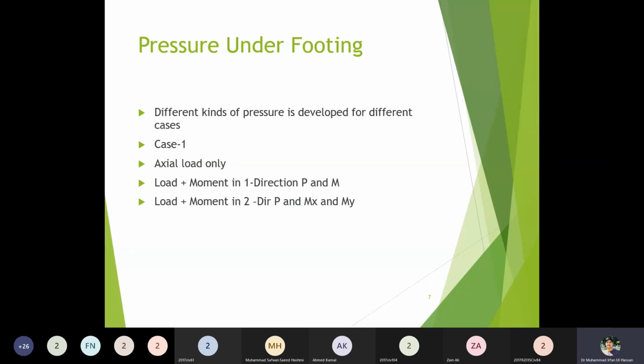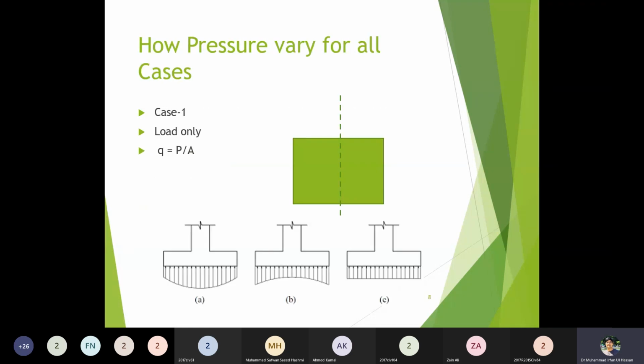If you have the simple case when only the axial load is acting under the foundation, normally we consider the pressure uniform. I have shown you three cases. The first case is for clay, the second case is for sand, and for the third case, normally we don't take a parabolic or curvy shape. We take it as a UDL, a uniformly distributed pressure.